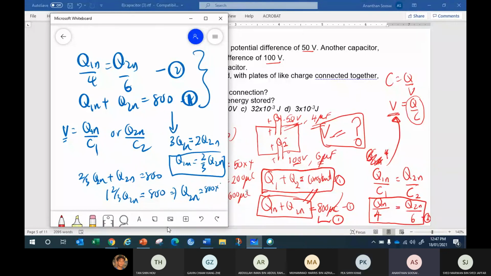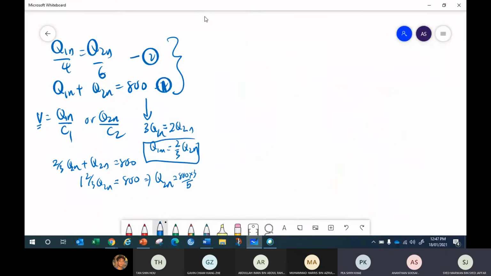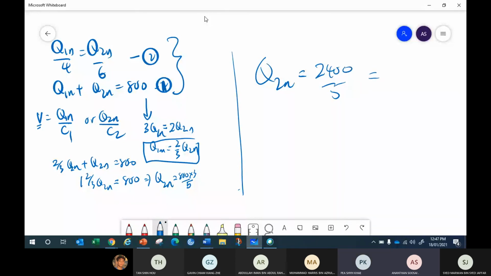800 times 3 over 5, right? Anybody got the answer? Q2n how much? How much is 800 times 3 over 5? 2400 divided by 5. 480, right? 480 microcoulomb. Correct? Yeah, 480 microcoulomb.